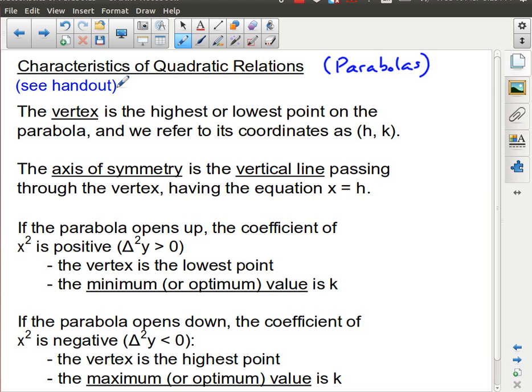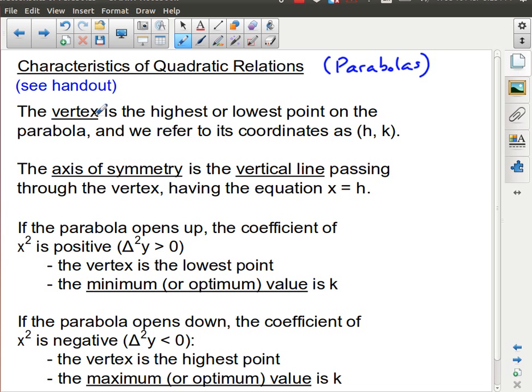You can also see I've made a notation here that there's a handout that goes along with this note that has a lot of this information filled in advance to save some of the tedious note taking here. Let's take a quick look at each of these points.